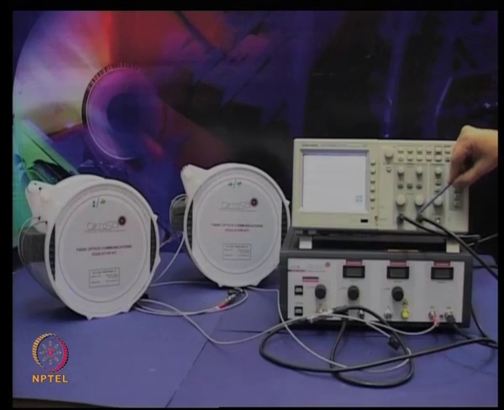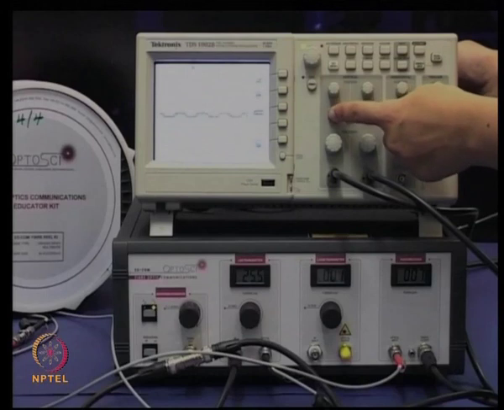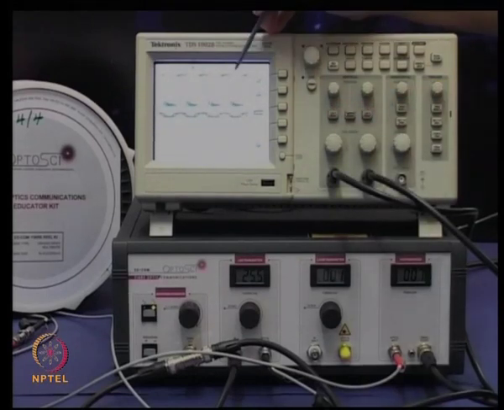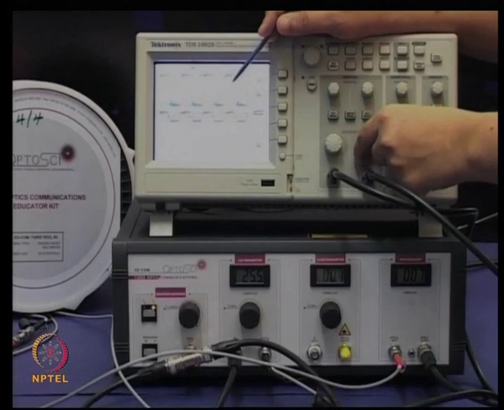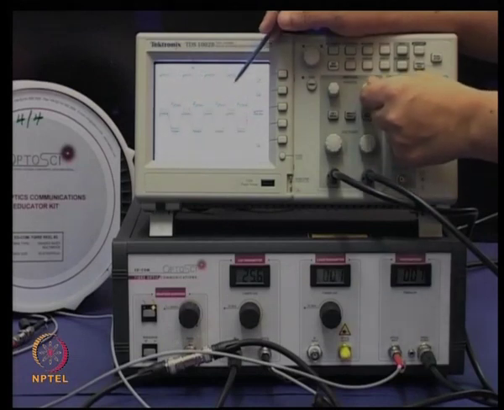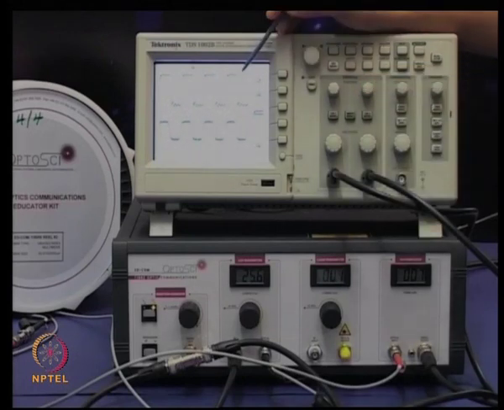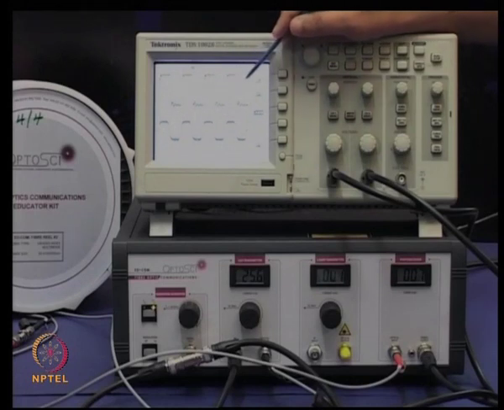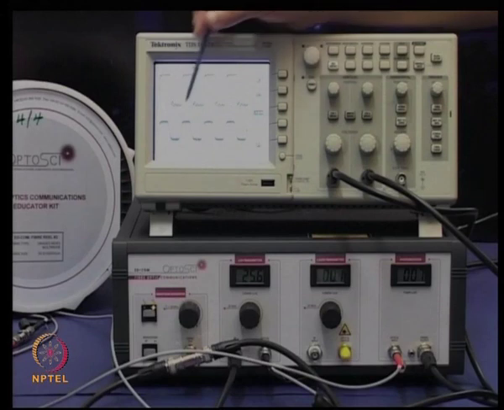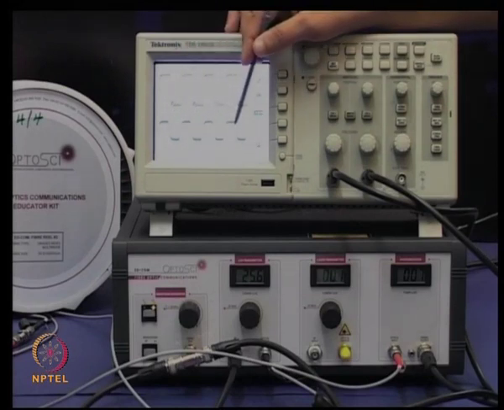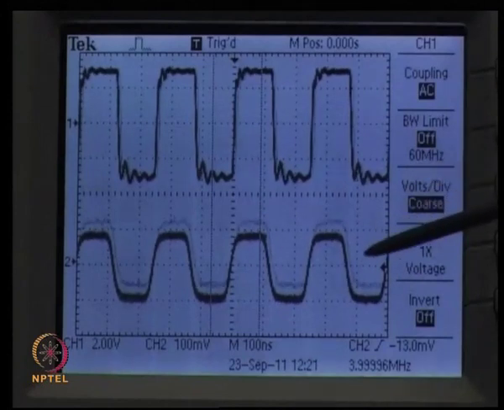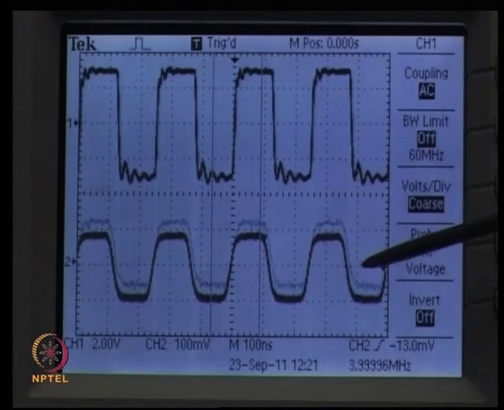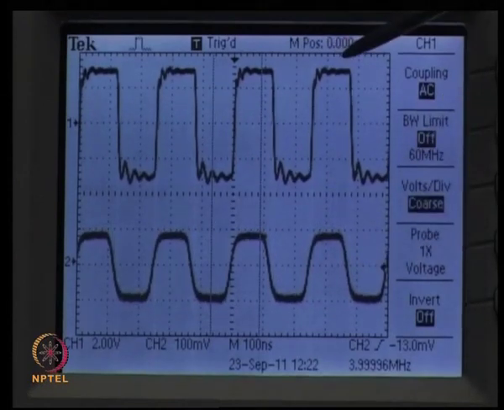Again we see the RF output on the CRO. Here we can see the rise time of the received signal is much higher than that of the transmitted. Channel 1 is the output of waveform generator.